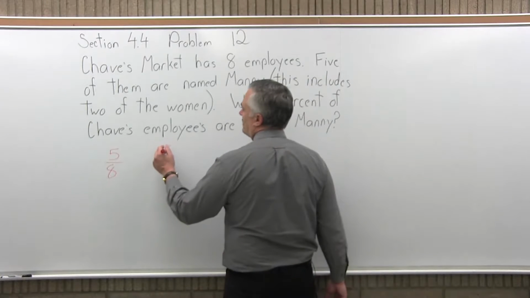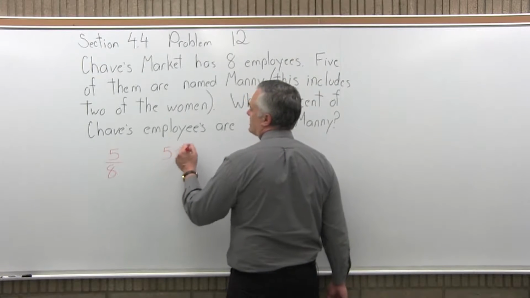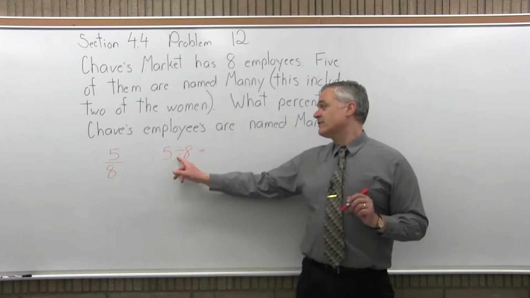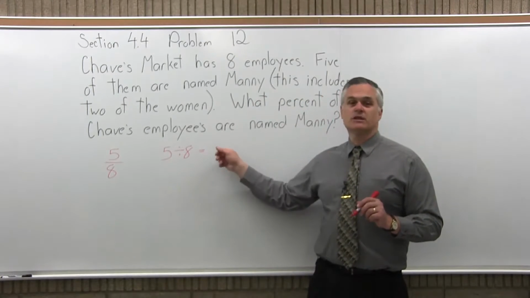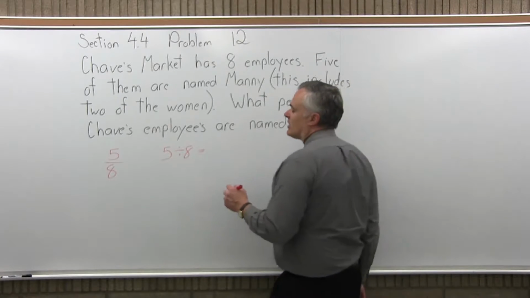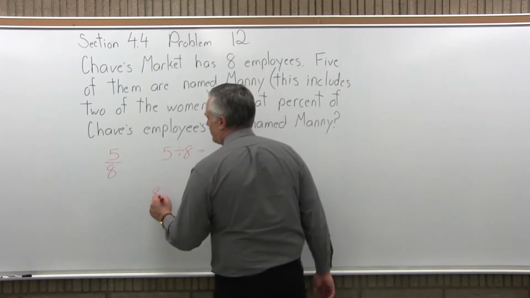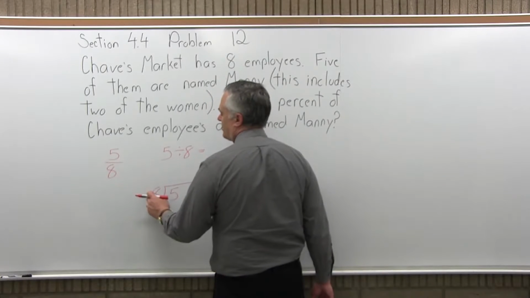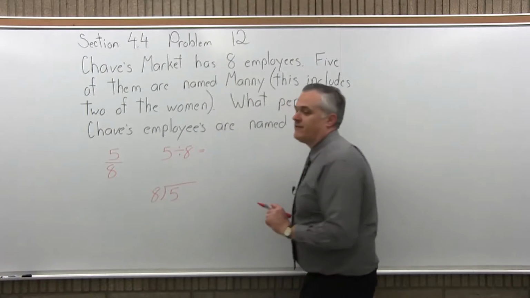So if you have a math teacher that will allow you to use a calculator for a problem like this, you just do the numerator of 5 divided by the denominator of 8 equals, you'll get the decimal and then move the decimal point. It's very easy. If your teacher will not allow you to use a calculator for this class, you have to do it the long way, which means you have to divide the denominator of 8 into the numerator of 5.